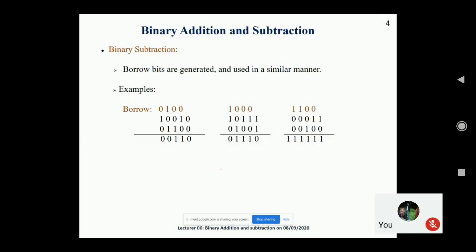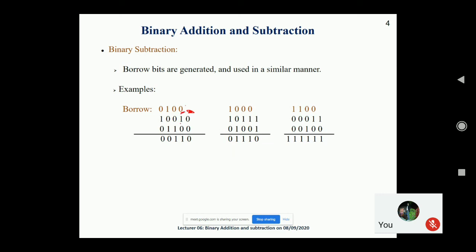Subtraction is a little bit complex compared to addition, but if you know the concept, then it is no problem. See here, 0 minus 0 means 0. Initially it is empty, nothing, null. So 0 minus 0 is 0. The difference is 0 and the borrow is also 0, because no borrow is generated. So here I am writing 0.